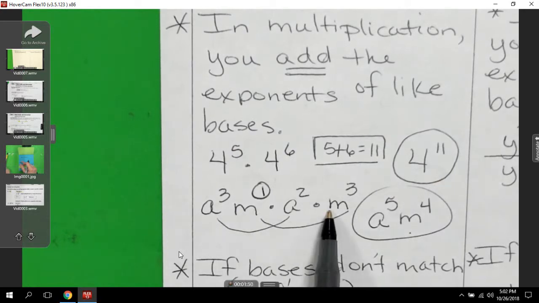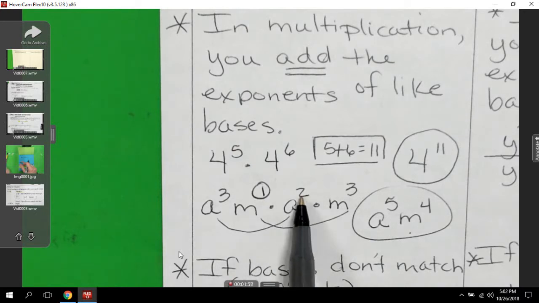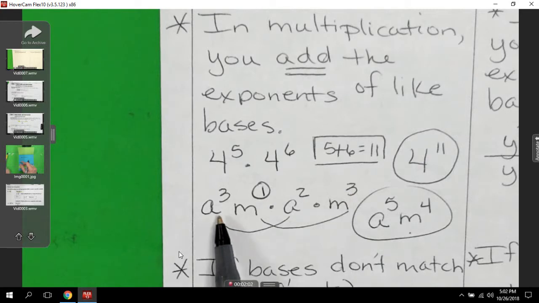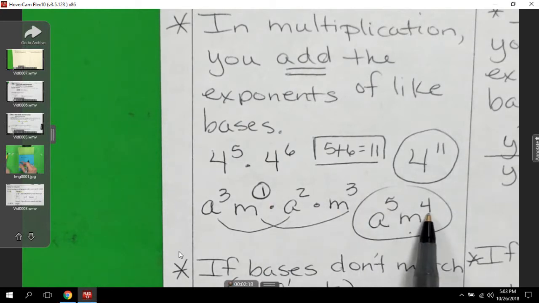Next, we have the problem a to the 3rd m. We wrote in the exponent of 1, it's understood to be there, times a to the 2nd times m to the 3rd. A to the 3rd times a to the 2nd becomes a to the 5th by adding its exponents. 3 plus 2 is 5. M is the next base number. Adding its exponents, we have m to the 4th power.